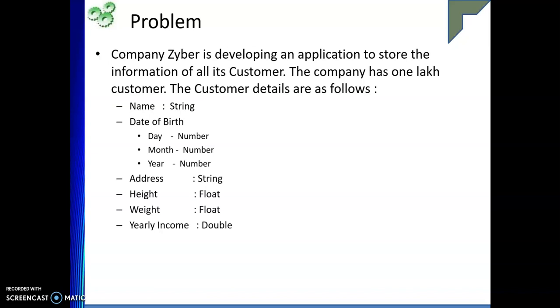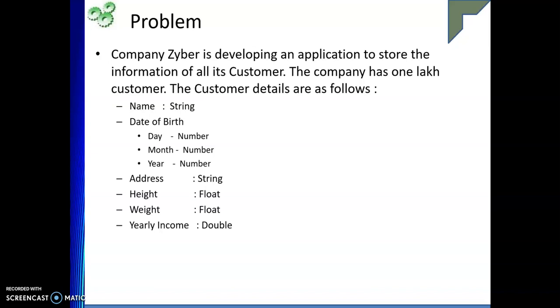If you see closely each of this particular information, then name itself is nothing but a string. Date of birth, if I consider day, month, and year, it's nothing but the integer value. Address itself is a string. Height, it's a float value. Weight is a float value, and yearly income it's a double value. Now, if I want to store this, there are 1 lakh customers, and for each customer I have to store all this particular information.